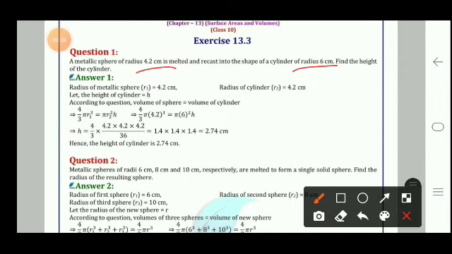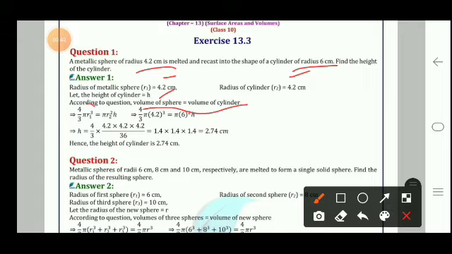Before solving the exercise, I just want to tell you, whenever we change the shape of a 3D object from one to another, the volume remains the same. So the radius of the metallic sphere R1 is 4.2 centimeters. Radius of the cylinder R2 is 6 centimeters. Height of the cylinder be h. Then according to the question, volume of sphere is equal to volume of cylinder.